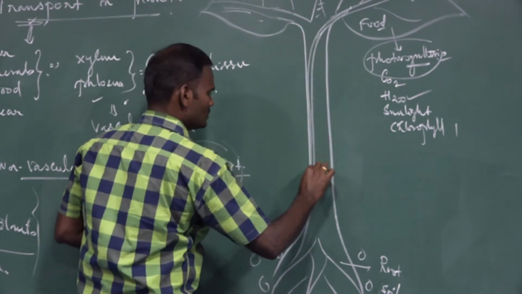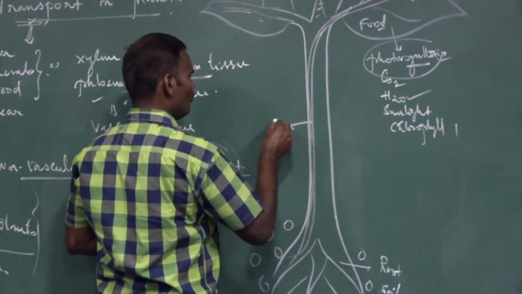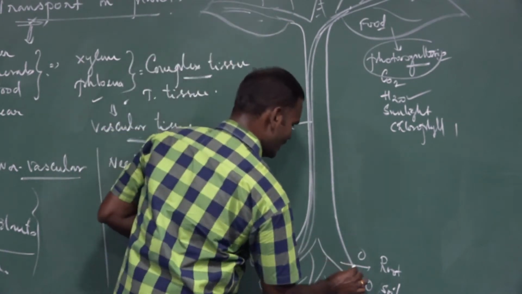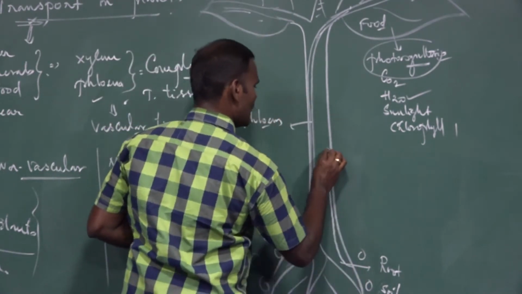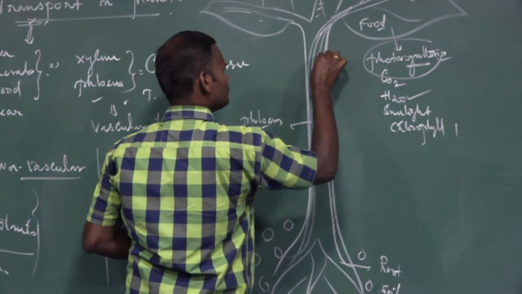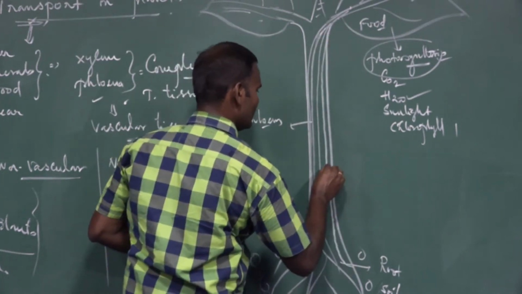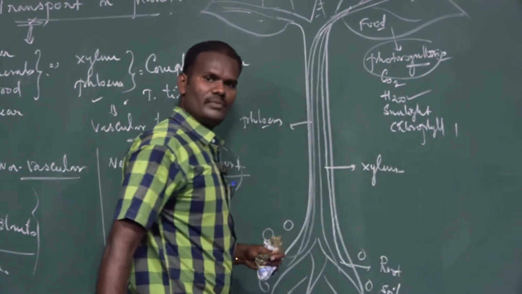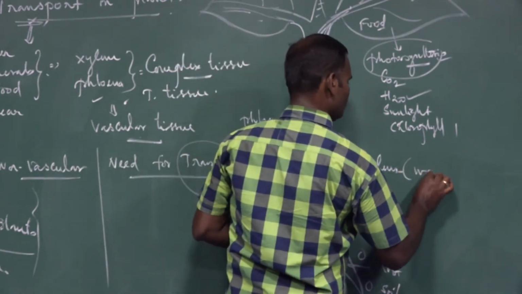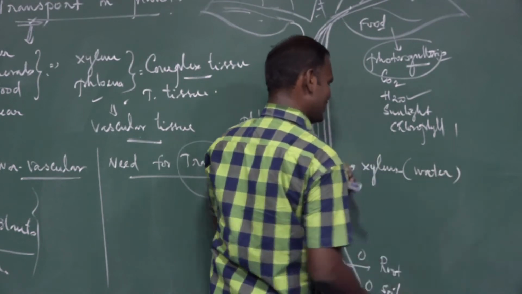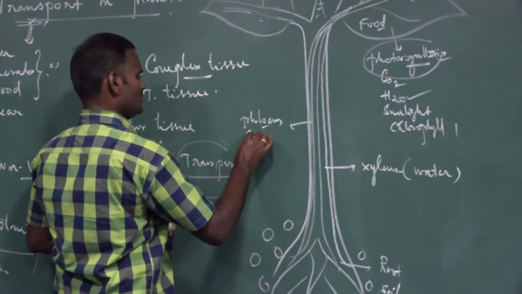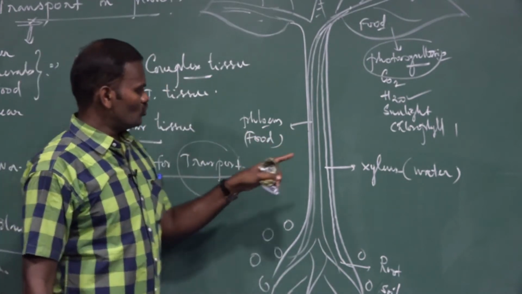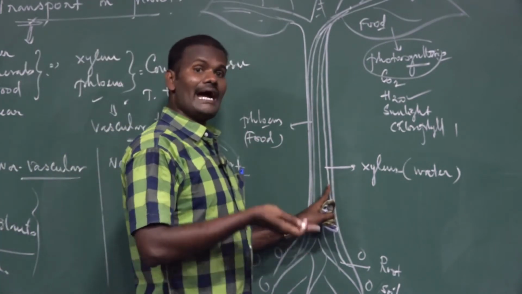Food is translocated to the other parts through phloem. Water gets translocated in the upward direction through xylem. These are the xylem. So xylem is nothing but a water conducting element. Phloem is a food conducting element. So water is translocated only in the upward direction.